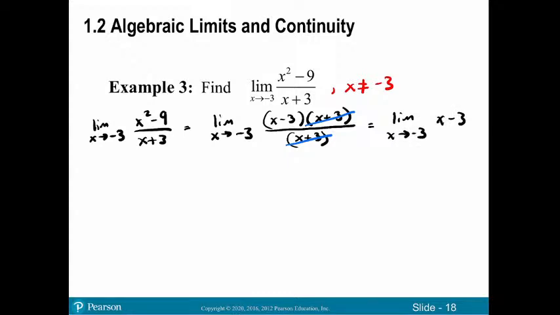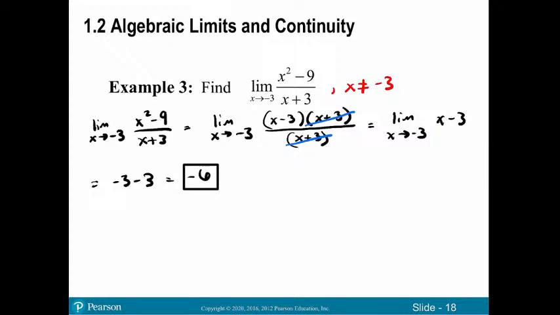Now with this simplified form, we can plug in, and this will give us a sense of proximity, what happens when we're close to -3. So now we can just plug in, and this is going to be -3 minus 3, which is ultimately -6. My claim is that as we get closer to -3, if you were to make a table, those numbers should get closer and closer to -6.